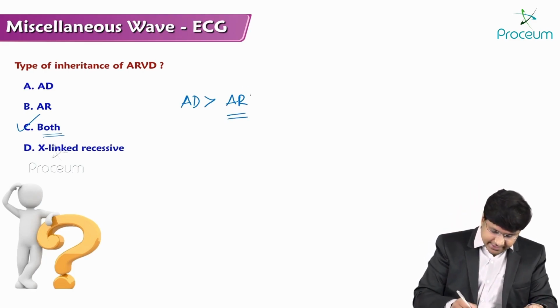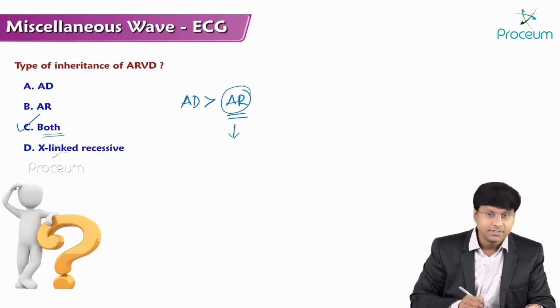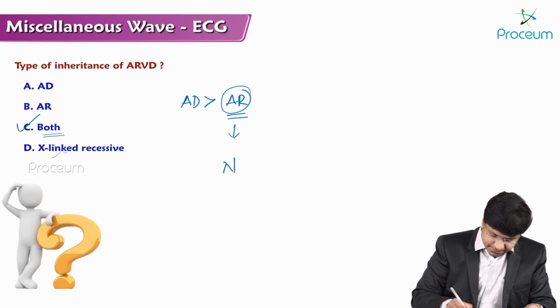Now, what is that autosomal recessive form? This autosomal recessive form is called Naxos disease.